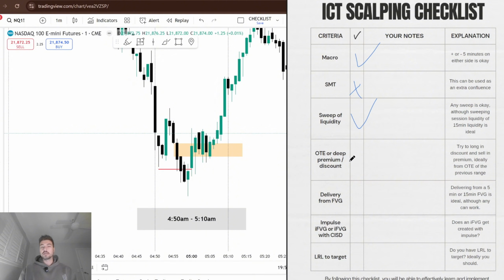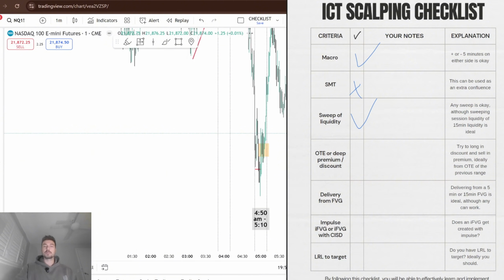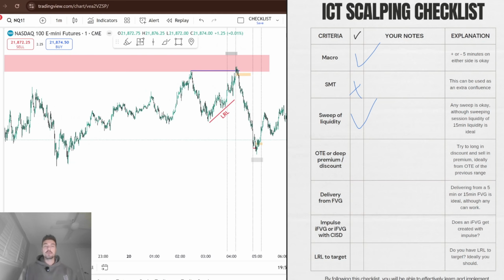Are we in OTE or a deep premium and discount? Well, let's have a look. Let's zoom out. And I would say yes, we are, because we've got a range low here, we've got a range high there, and when we come down here, we're in a deep discount.